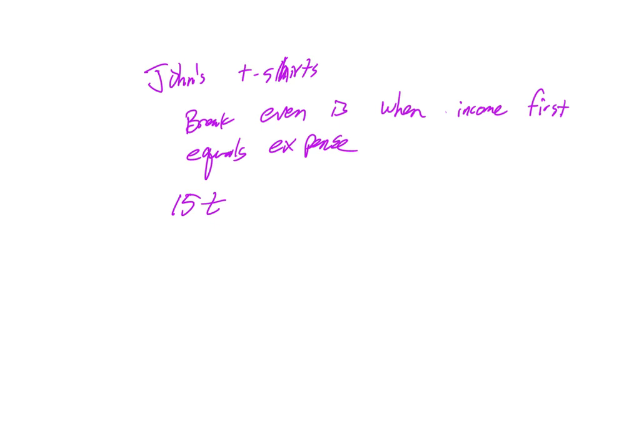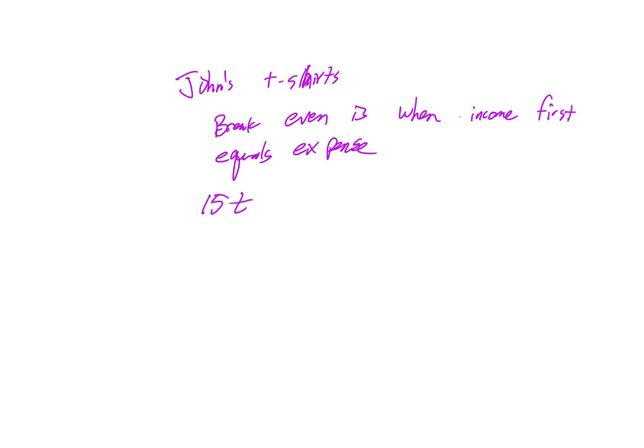And then I need to find out when that is going to equal his total expense. And his total expense is $200 plus $5 per t-shirt. So 200 plus 5T. And so what's going on here, these are negative values because they're costs. All right, so if I add 5T to both sides, I get, but I'm doing it as when income equals, so we'll leave them both as positives.